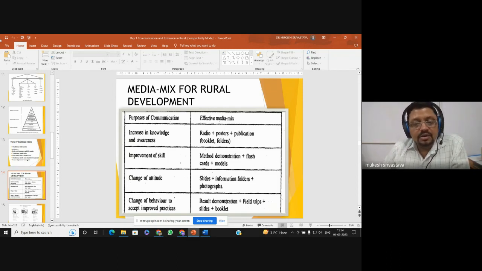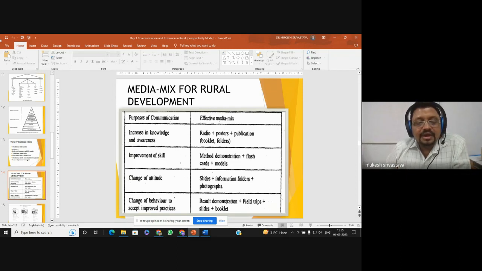Now, change of attitude is very important. If you are creating some awareness and increasing the knowledge level of those persons, that doesn't mean their attitude is going to change. Changing the attitude is a bigger question. If you continuously use posters, information folders, photographs, publications, and all the information is provided on the radio and television, after some time you can see the change in the attitude, because the acceptance level of the information is very low in the rural areas. So you have to increase the level. That means you have to increase the media mixes in that particular area to change the attitude of the person.